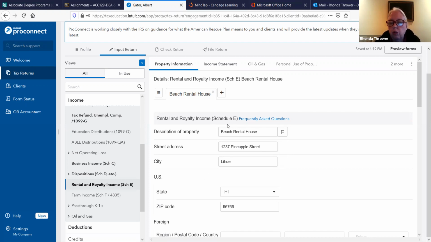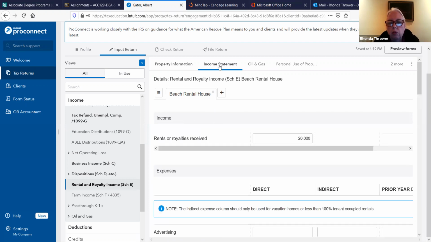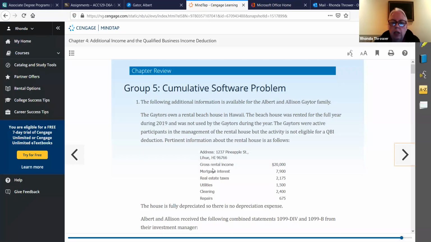This is going to go on Schedule E of your income tax forms. And in order to finish up Schedule E, what we need to do is click up here where it says income statement. We're going to do an income statement for this rental type of business. And in the problem, they gave us that the gross rental income was $20,000.